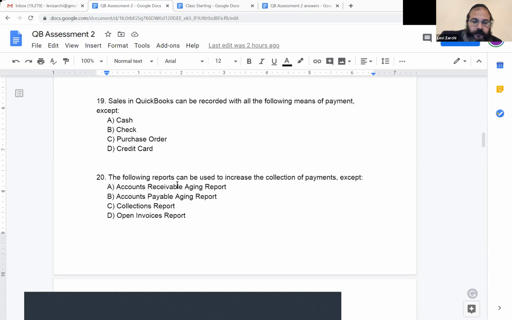Finally, which of the following reports can be used to increase collection of payments? If I look at my accounts receivable aging report, I see who owes me money and how old it is. I see my collections report, who owes me money, and my open invoices. Accounts payable is going to give me a report of who I owe money to, not who I'm collecting payments from. So the answer to 20, what is not going to help me increase collecting payments, is the accounts payable aging report, which is B. Okay, I hope this part was understood.